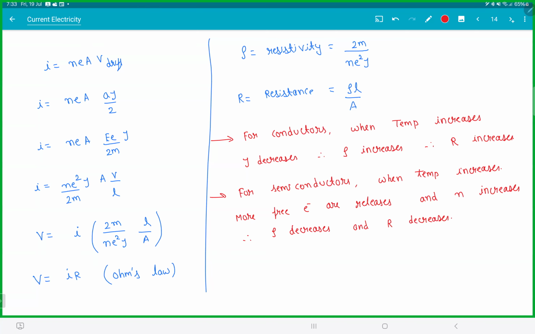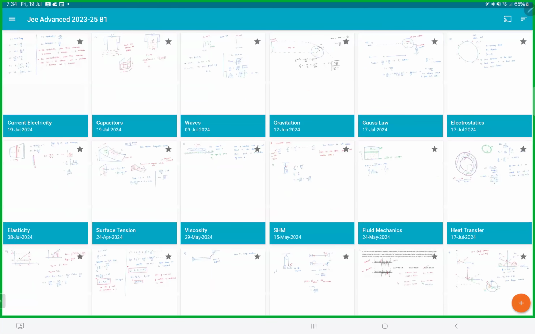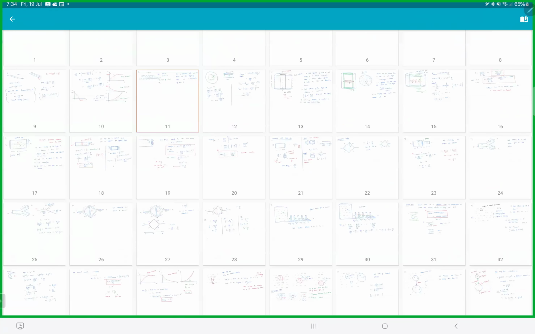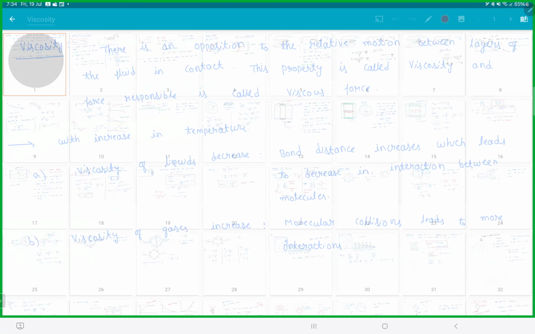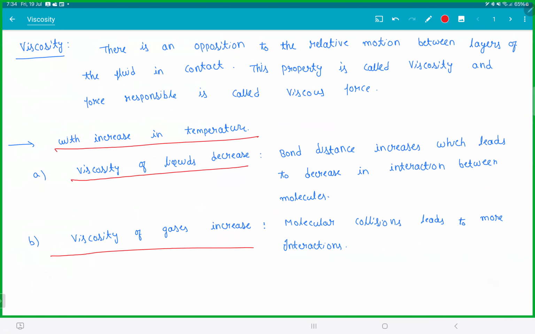You saw something like this before in some other chapter. When you increase the temperature, it increases for something and decreases for something. What property is that? Do you remember? Viscosity. When you increase the temperature, the viscosity of liquids decreases, whereas the viscosity of gases increases. Two people remember. It is not surface tension.